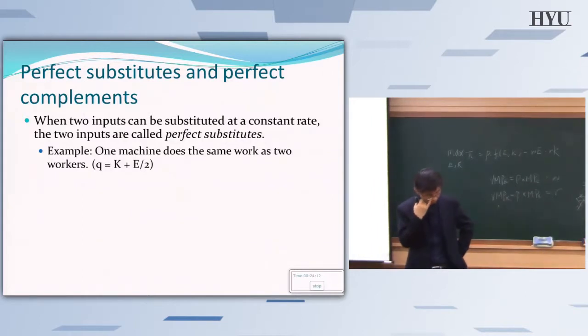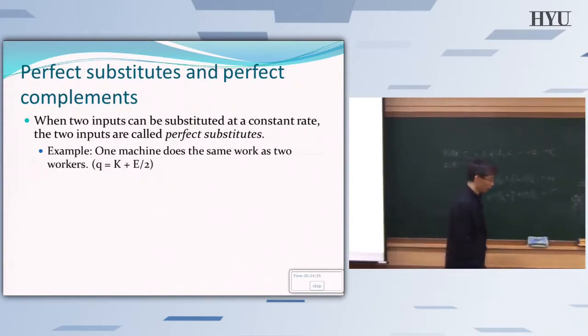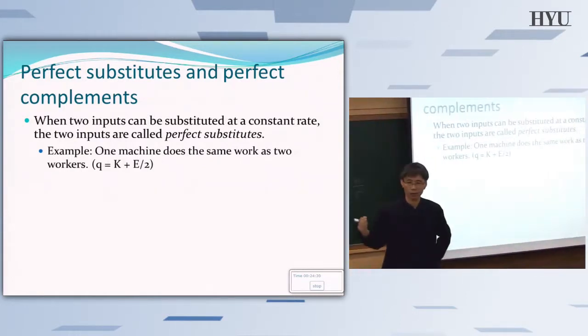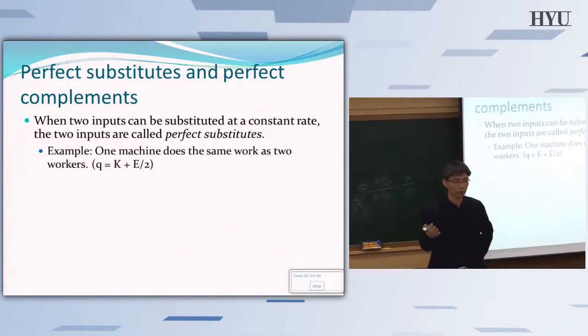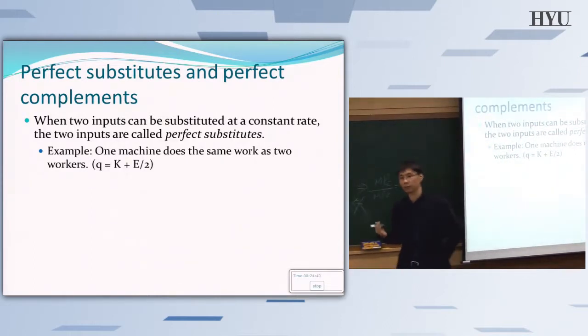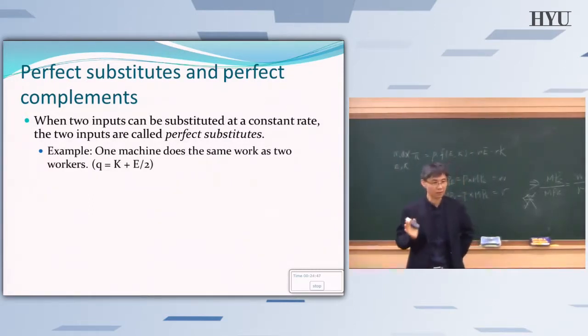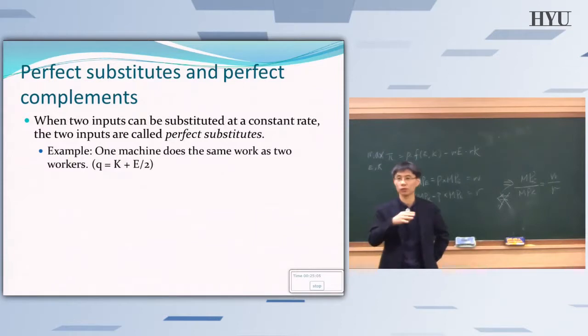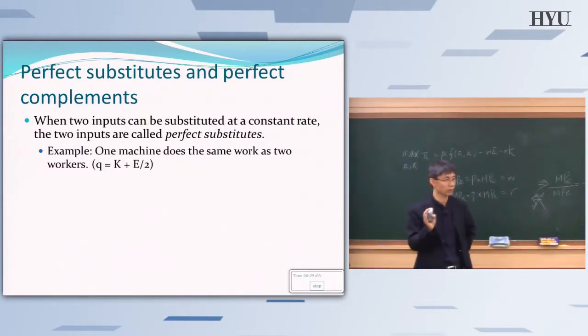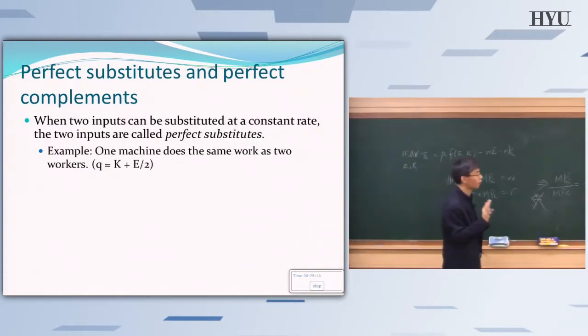Something like this. Let's say you run a company and you make stuff, a manufacturing firm. Now, let's say you can use a robot. Nowadays, the robot technology is so great. You can use a robot, or you can use just normal workers. Now, let's say if you purchase a robot, this robot can do 10 workers' work, exactly the same as 10 workers. So that means having one machine or 10 workers doesn't make any difference to the production process. Then we call those two perfect substitutes. The rate is 1 to 10. One machine is basically a perfect substitute for 10 workers. So those cases we call perfect substitutes.